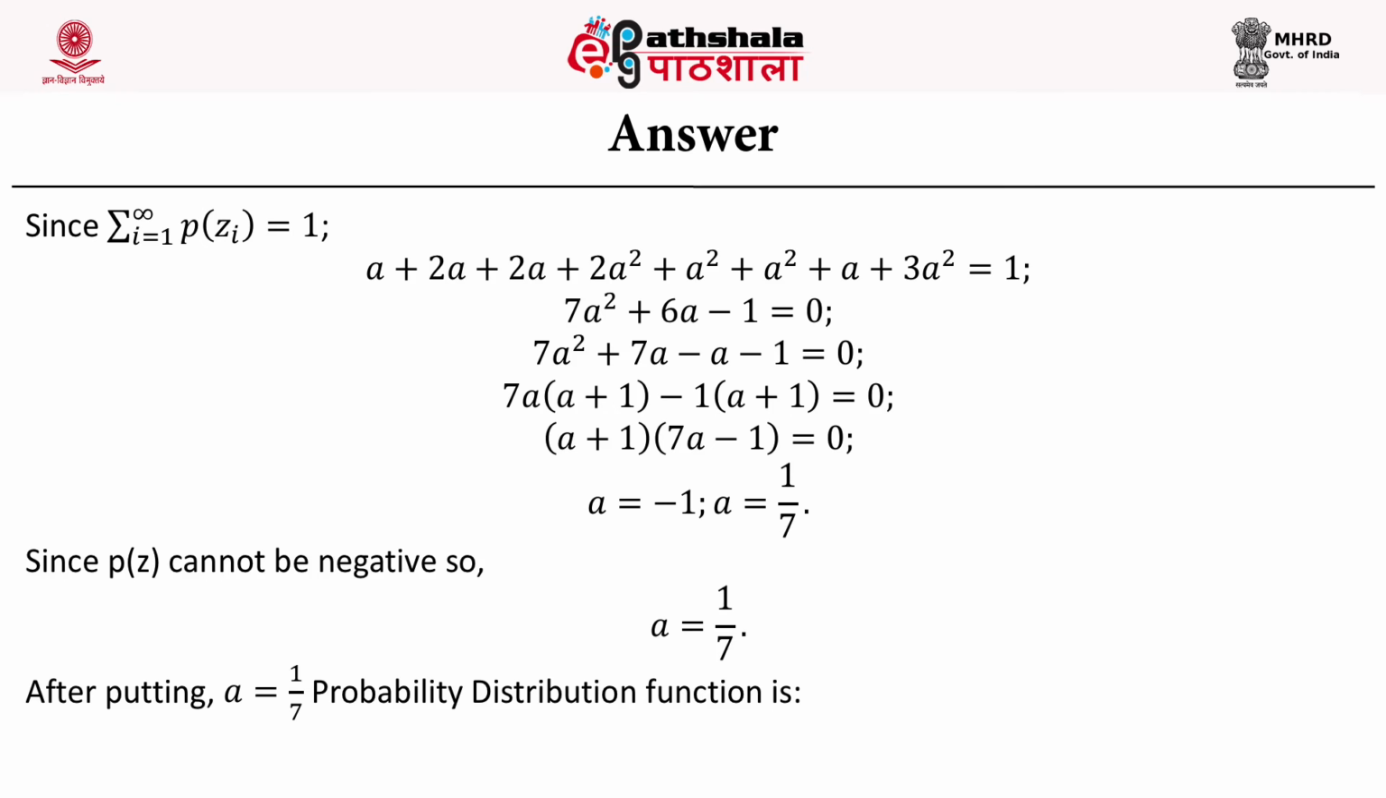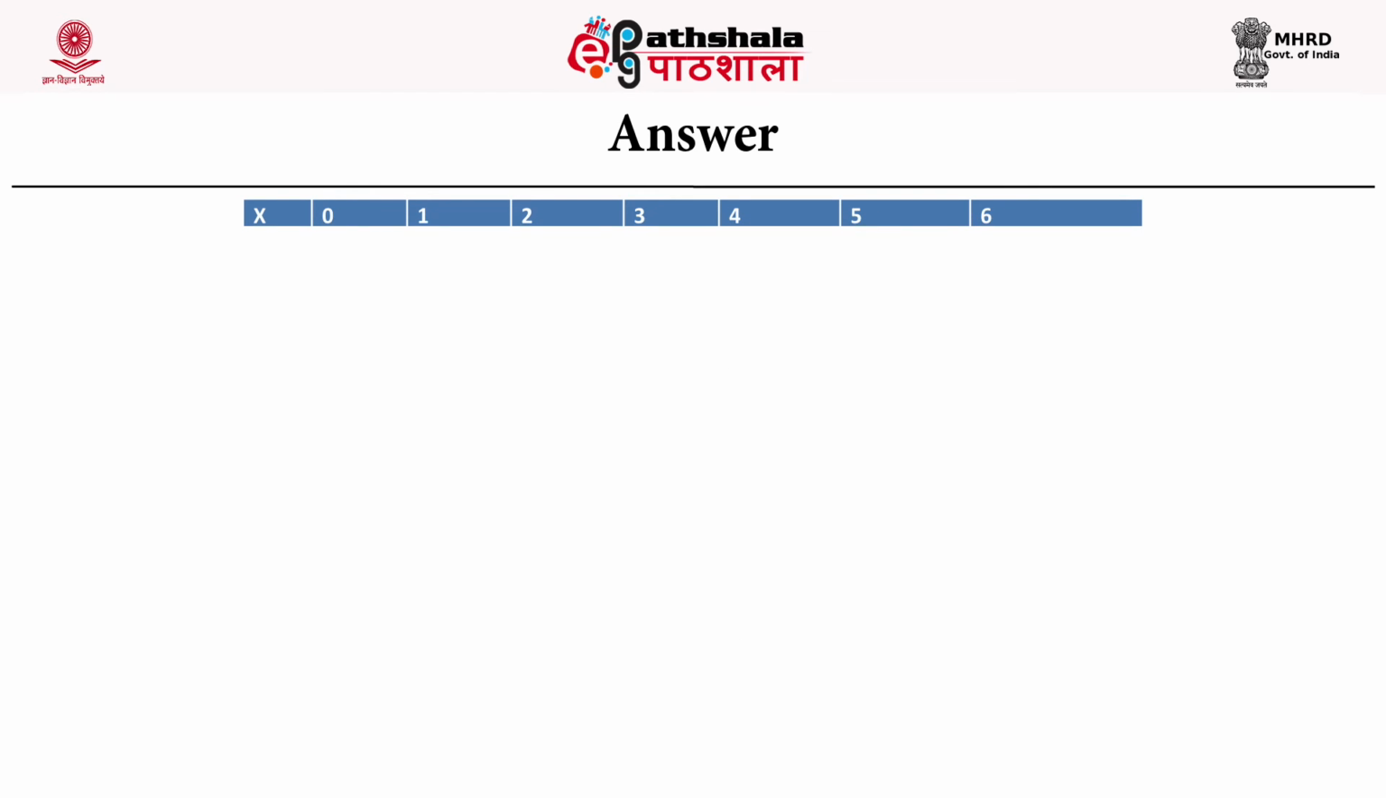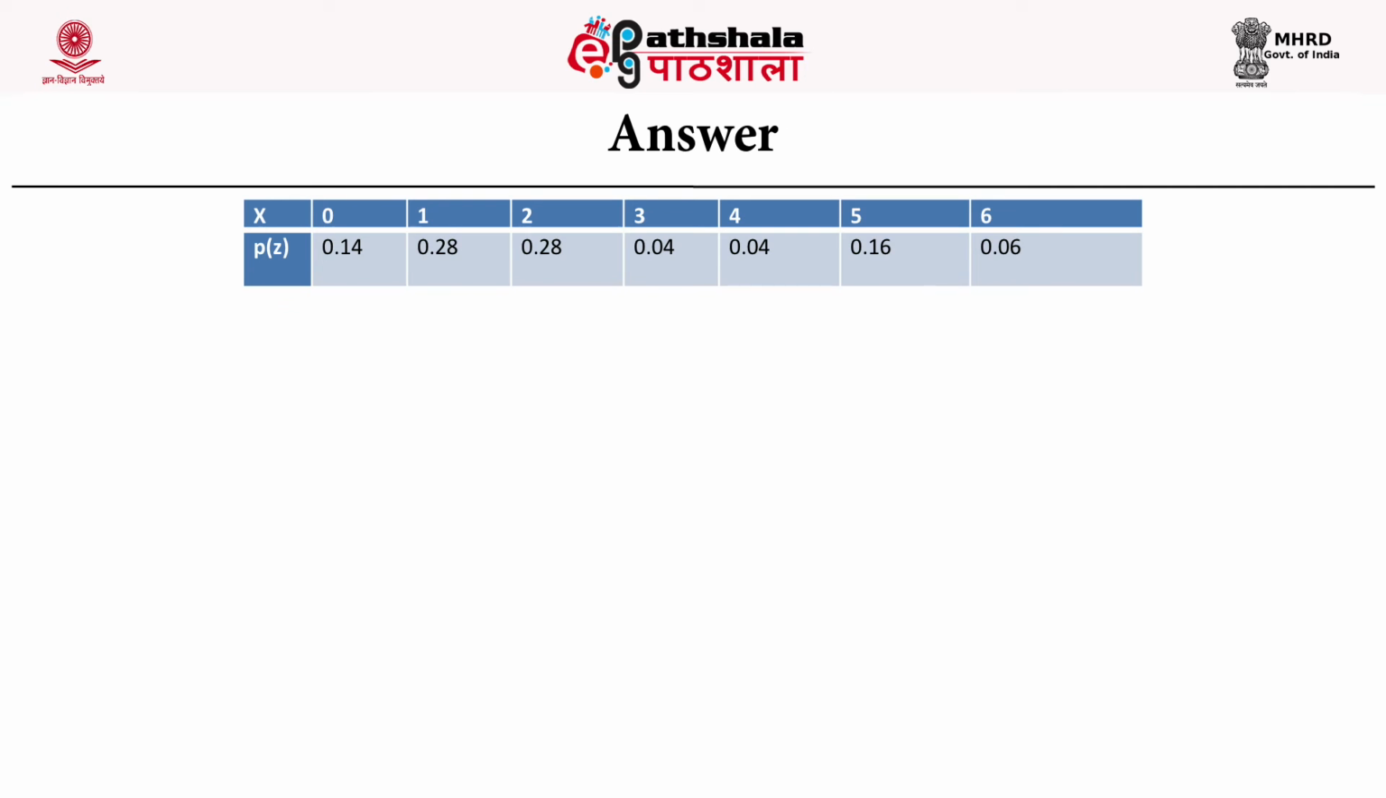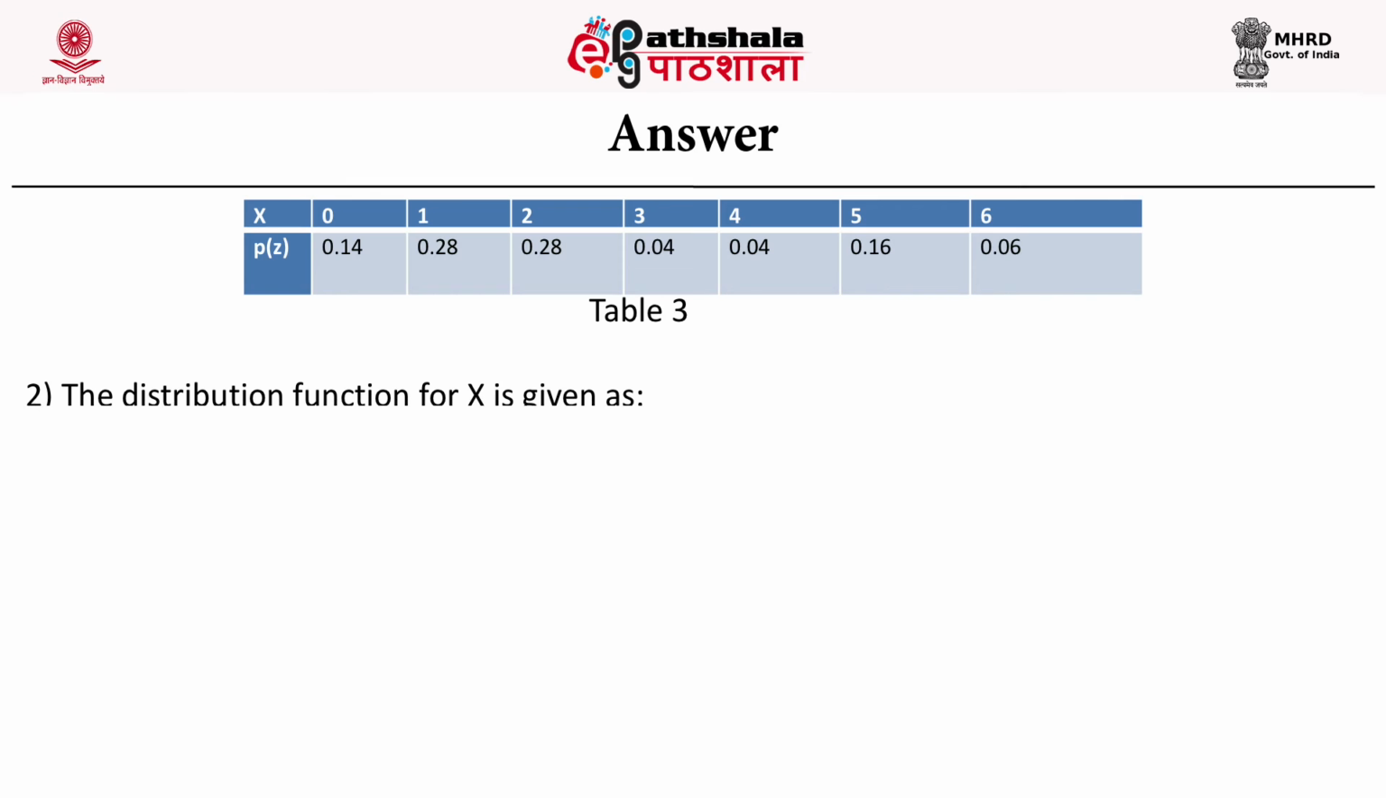After taking a is equal to 1 by 7, now you can find the probability distribution function, which is given here. We have possible values of x as 0, 1, 2, 3, 4, 5, 6, and the probability of x, after putting the value of a, is: probability of x equal to 0 is 0.14, probability of x equal to 1 is 0.28, probability of x equal to 2 is 0.28, and probability of x equal to 3 is 0.04, and so on. The probability of x equal to the next value is 0.06. The probability function for x is given here.